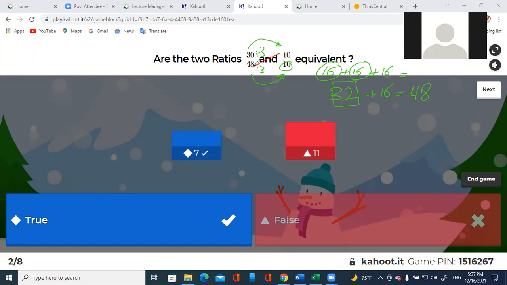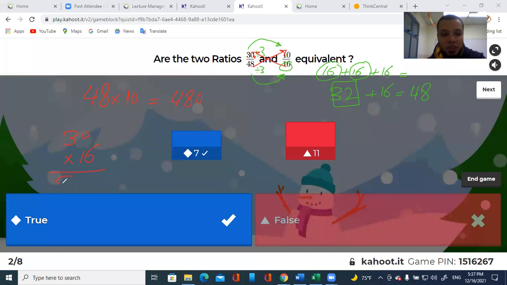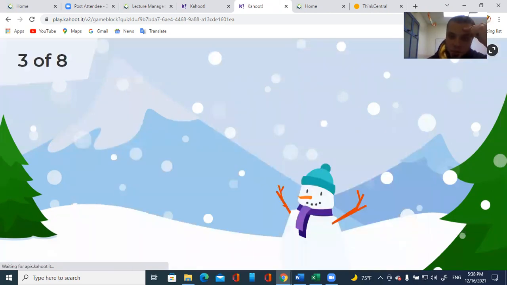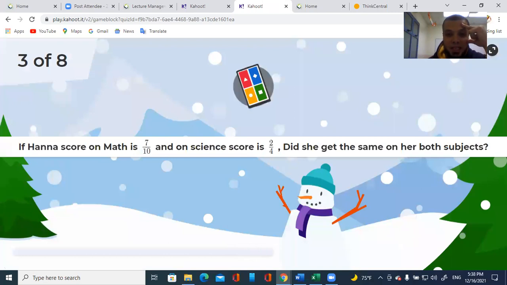Can you multiply crossway to make sure? Yes, you can. Can you multiply 48 times 10? You will get 480. And 30 multiplied by 16, you will also get 480. So they are equivalent. Do you understand how you can solve them? Okay. Good job, Fahd, Kahoot, Sami, S, and the killer, Yusuf and Nader. You are in the 5th places. Focus, guys, please.